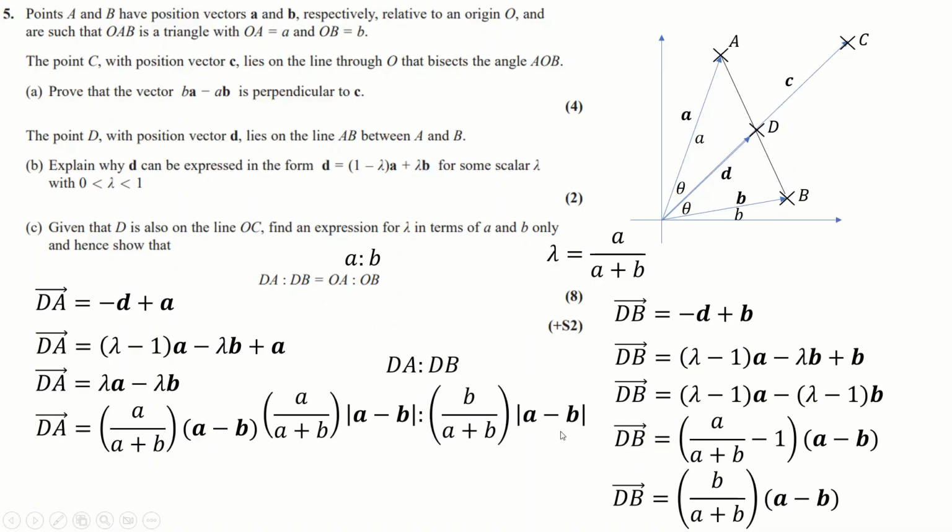The length of a minus b is non-zero because they're not in the same place again, so I can cancel those out and we'll just get this times a plus b, which is the same as that. And so we have what we're aiming for.